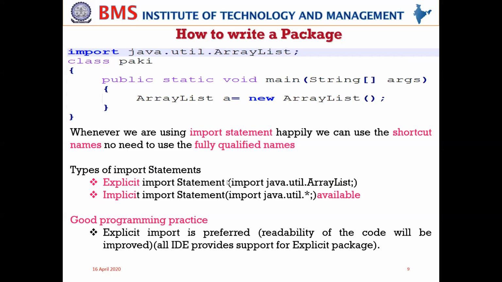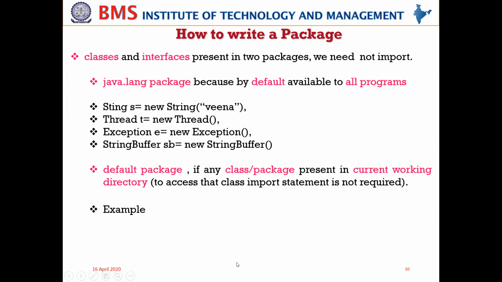I'll go back to the PPT. Types of import statement. Hope all of you have understood: two types, explicit and implicit import statements. The good programming practice, which one to use? I told you explicit import statement is preferred, where the readability of the code will be improved. Almost all IDEs in Java make use of explicit import statements. Now, the next one is classes and interfaces. Basically, I told you java.lang package is by default available to all programs, and with the help of a program I showed you. Classes like String, Thread, Exception, StringBuffer, all these inbuilt classes are part of java.lang.